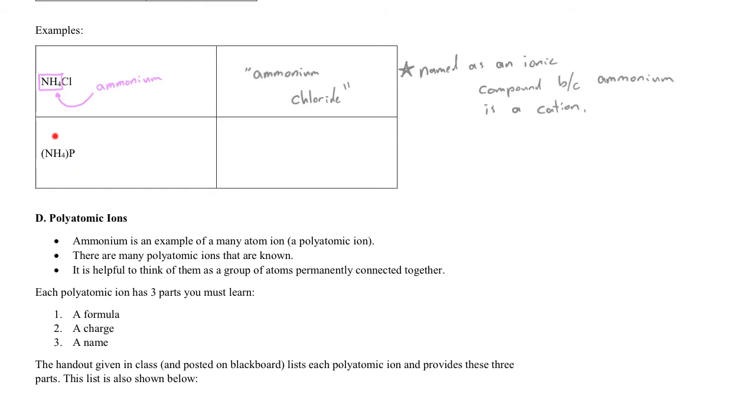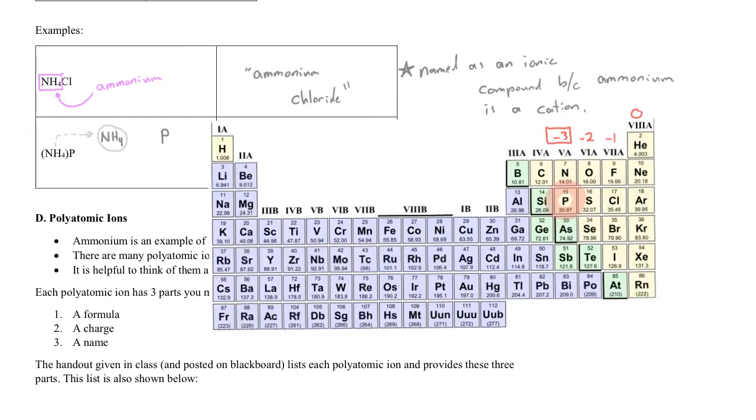Here I have this ammonium ion inside of parentheses with a phosphorus ion. Now what I want you to do first is see if you can spot the error in this formula. There's an important error. First off, what's the charge of the phosphide anion here? That's phosphorus. If you look at phosphorus on the periodic table, you'll see it's in group 5, so it has a -3 charge. Now what's the charge on an ammonium ion? That's right, it's +1.